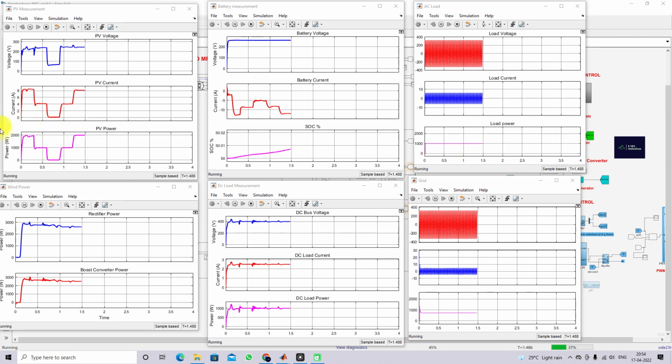So now you can see that, because of the variation of power due to irradiation, there is a charging variation in the battery. Okay. The battery current will initially be around minus 12 amps, and after that it changed to minus 8 amps. Okay. So this battery charging current depends upon the PV power and wind power. Okay. So we'll wait for 2 seconds.